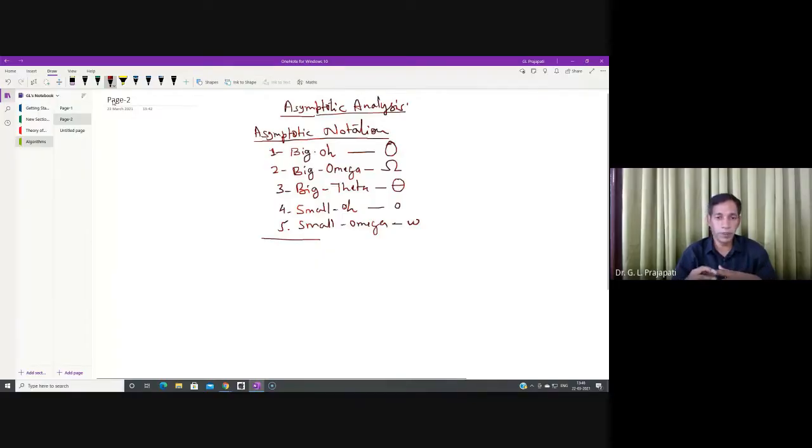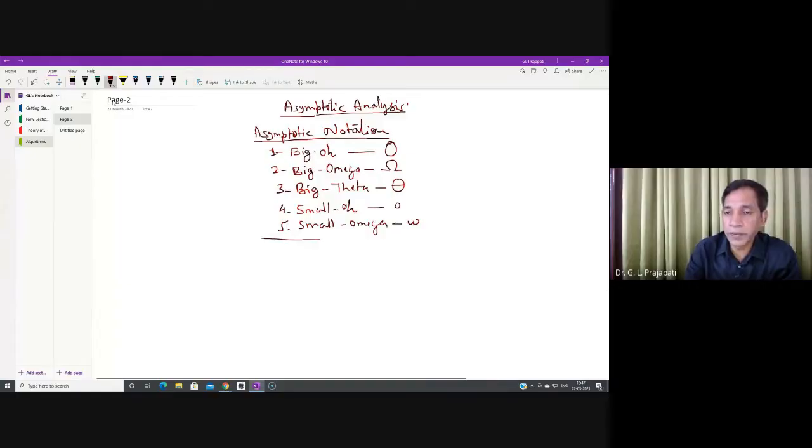Now for every notation we have some different intuitions. Every time you use the O notation, it has a different kind of meaning. If you use the big omega notation, then it has a different intuition. Big theta has different intuitions, and small o and small omega also have different intuitions. So these are the 5 notations we need to use for denoting the analysis.